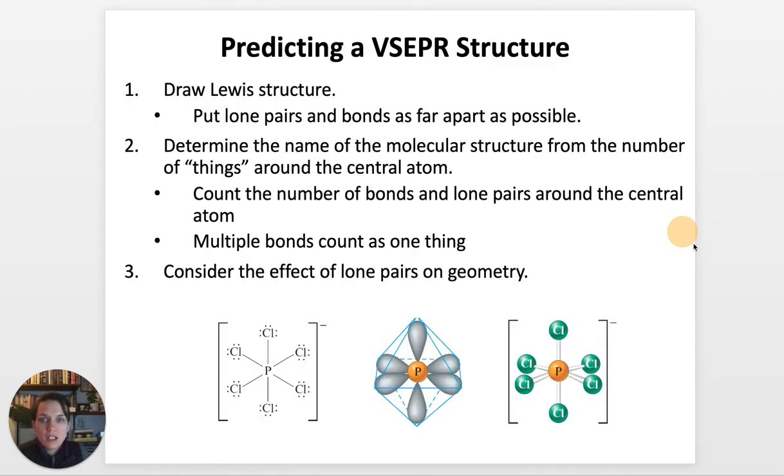So to predict a VSEPR structure, you start by drawing a Lewis structure. You put lone pairs and bonds as far apart as possible. You determine the number of things around the molecule, and then you consider the effect of lone pairs. So this is really just an extension of the Lewis structures that we were just drawing.